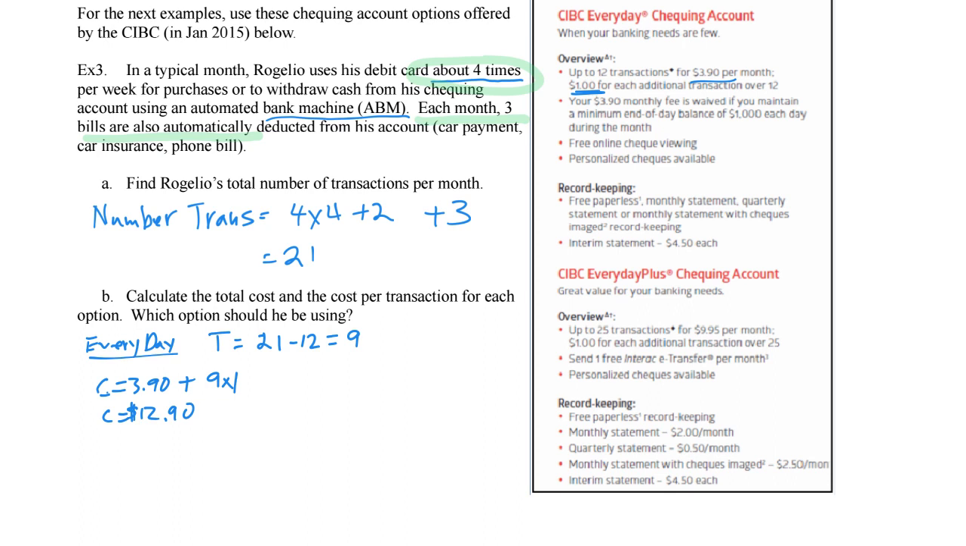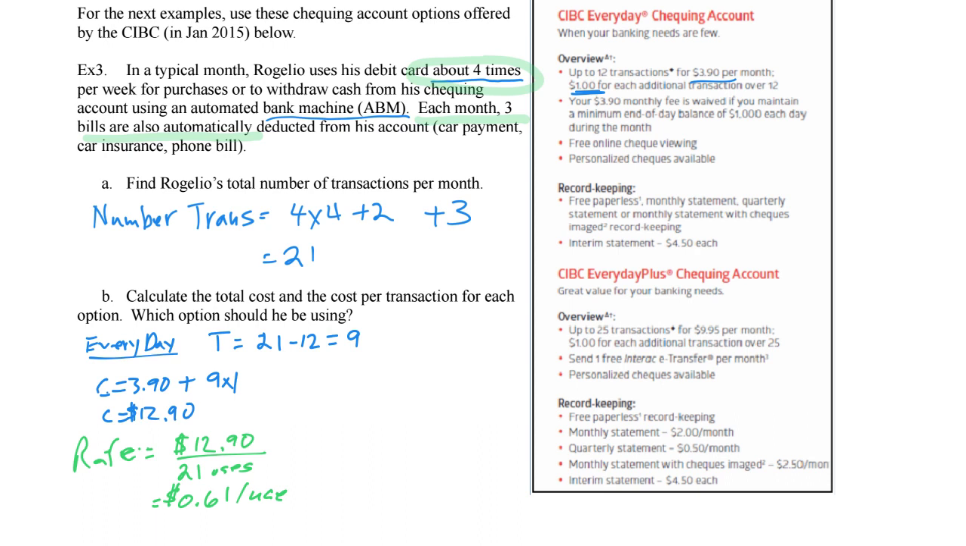Okay, in order to compare the different checking accounts, we have to come up with some sort of rate. So our rate is going to equal the cost, which is $12.90, and we're going to divide that by 21 uses. And that will tell us how much we pay per use. In this case, you're going to end up with 0.61, so 61 cents per use for this specific account.